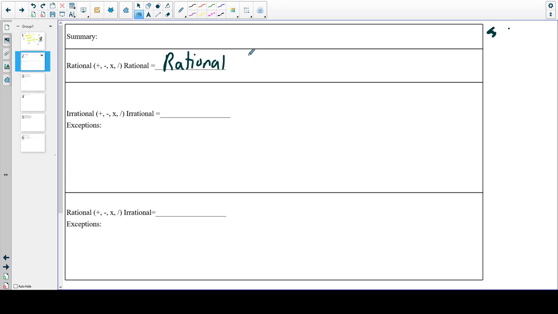Just one quick example. Let's say a rational number is 1/2 plus, let's say, 2. If you can't do this in your head, you can use a calculator, of course, but this is 3/2. So this is a rational number. This is a rational number. When you add them, you still get a rational number.